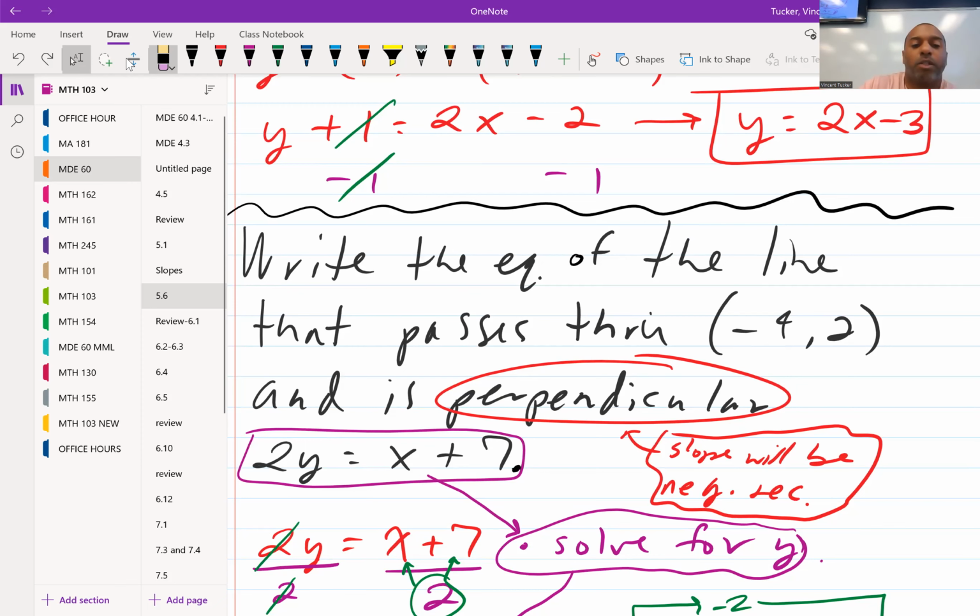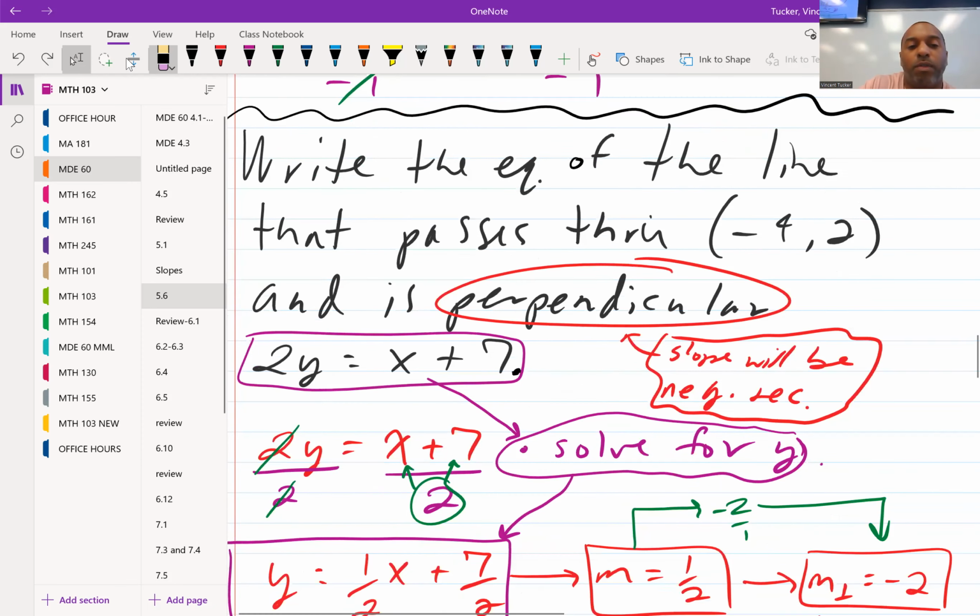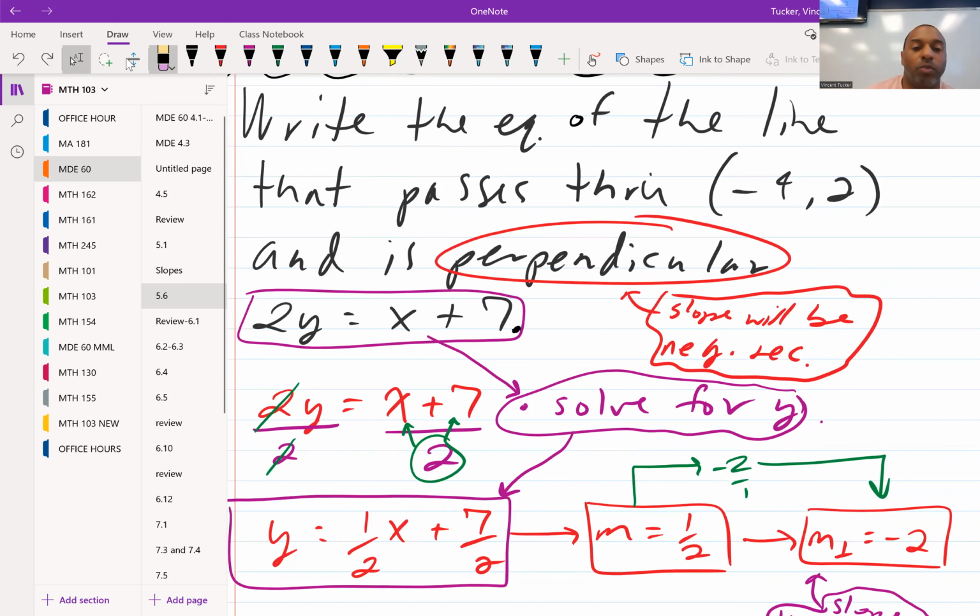All right. So first thing we need to do is solve 2y equal to x plus 7 for y, because we want to know what the slope is. So divide both sides by 2. Y is equal to 1/2 x plus 7 over 2. After you solve that equation for y, that will let us know what our slope is. Our slope is 1/2, because that's what's attached to x.